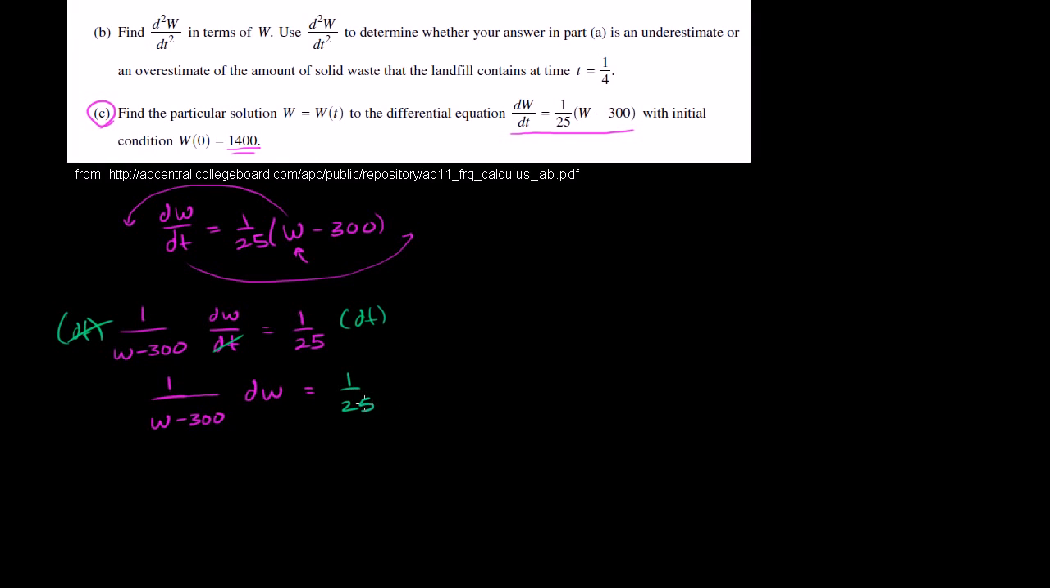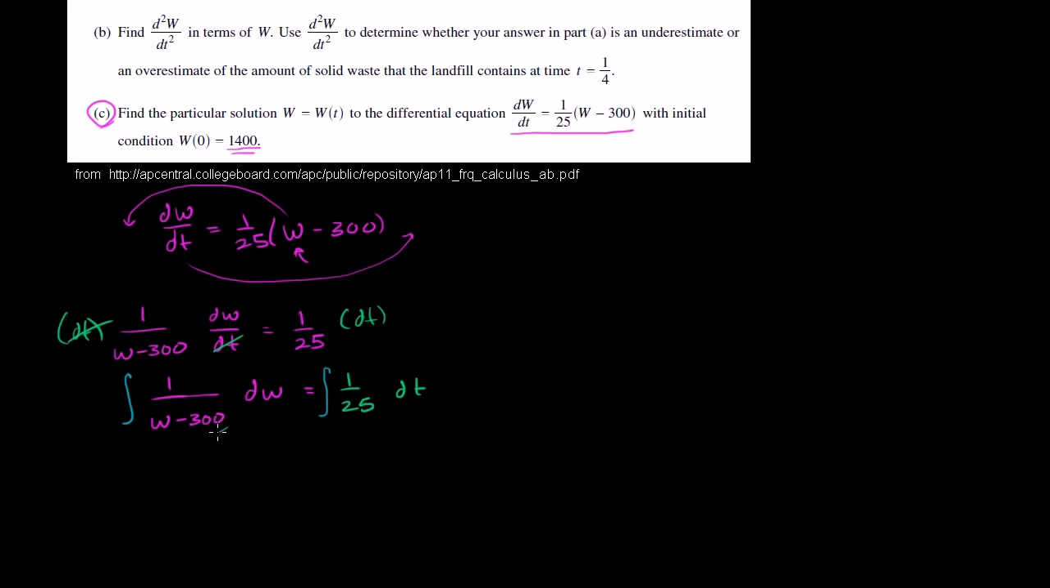1 over 25 dt. And now we can integrate both sides, which is essentially just saying that since this is equal to this, each little increment of w times this is equal to each little increment of dt times 1 over 25. We can then say, well, if we sum up all of the increments of w times this quantity, if we sum up the infinite number of infinitesimally small increments, that would be the same thing as summing up all of these, because each of these is really the same as each of these. So let's do that sum. We're essentially just integrating both sides of this.